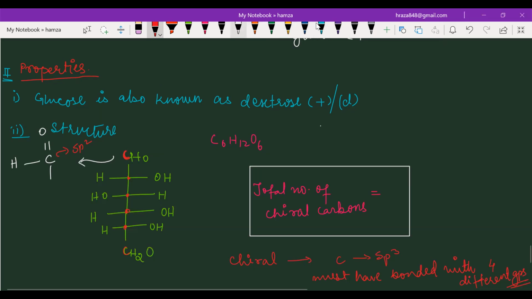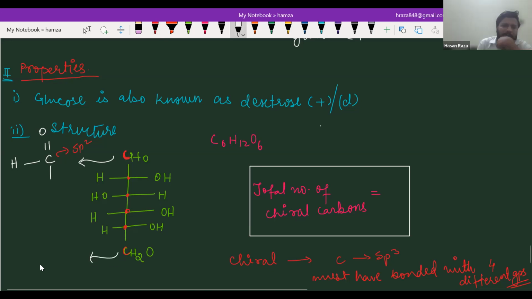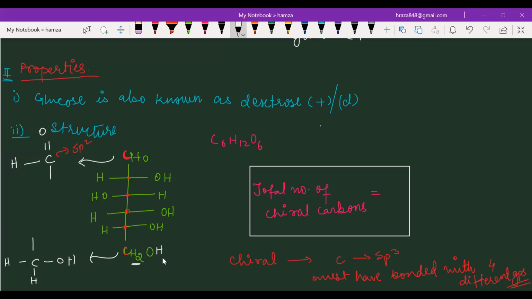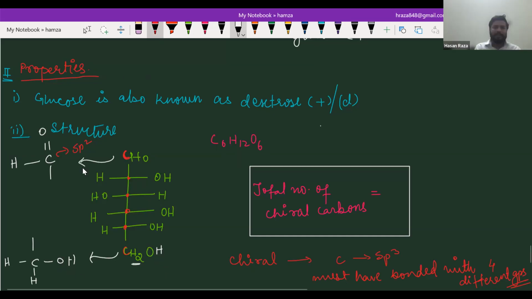Yes, sir. Now, you can see this carbon is bonded like this. This will be OH, and it is bonded with two hydrogens. Yes or no? Yes, sir, this is OH. I just forgot to write. Okay, so you can see two groups are the same. That means this carbon is also not chiral. Yes or no?